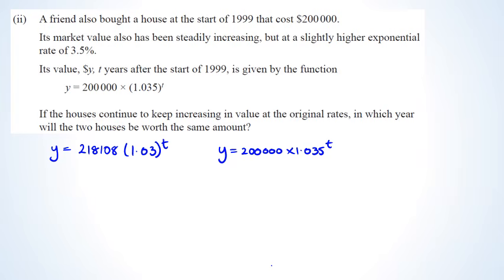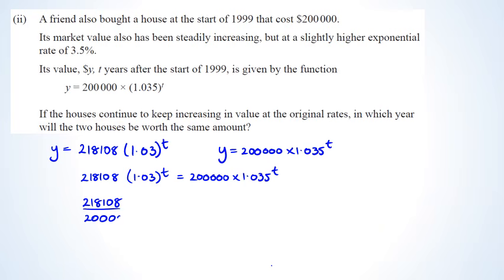So what you have to do is put the two equations equal to each other. So you have 218,108 multiplied by 1.03^T equals 200,000 multiplied by 1.035^T. So rearranging this, you get 218,108 divided by 200,000 is equal to 1.035^T divided by 1.03^T.